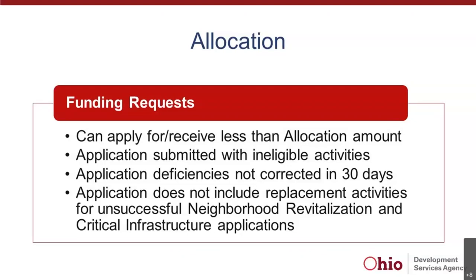Please vet your projects with us prior to application submission. If a community does not have projects with costs that add up to the allocation, the community may apply for less than the designated amount. If an application is submitted with an ineligible activity, the application has deficiencies that cannot be resolved or are not corrected within 30 days of OCD's initial review, or the application does not include replacement projects for unsuccessful neighborhood revitalization or critical infrastructure applications, OCD can reduce the amount of the grant. Unawarded allocation funds are used for neighborhood revitalizations and critical infrastructure projects.